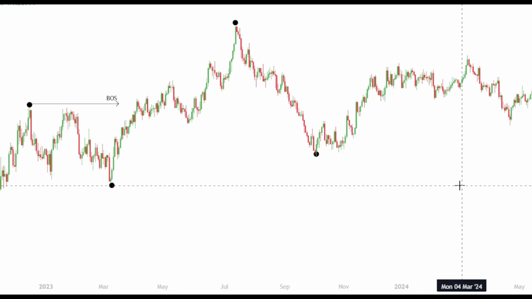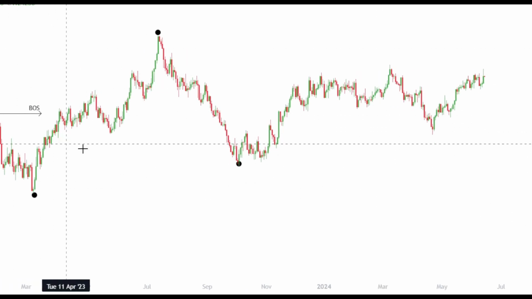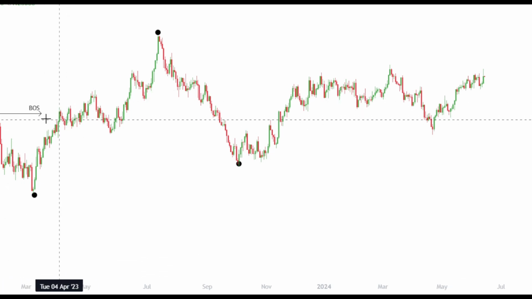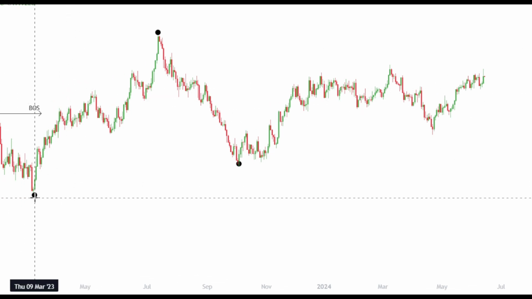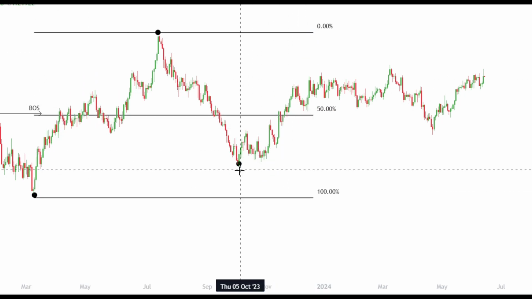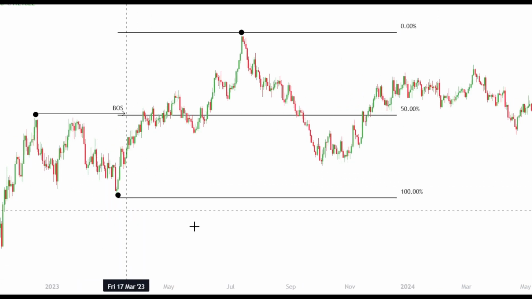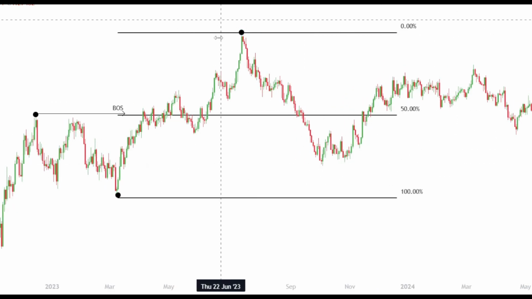So GBPUSD daily time frame, I should have said, right? So again, we have a dealing range. We have bullish structure delineated by this break of structure to the left of your screen. Our dealing range consists of this swing low up to this swing high over here. Let's remove that low. So dealing range from this swing low up to this swing high over here.